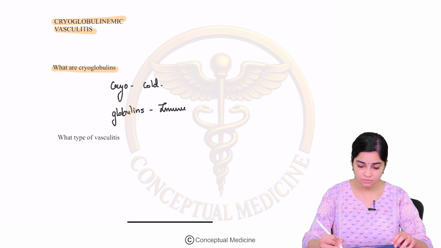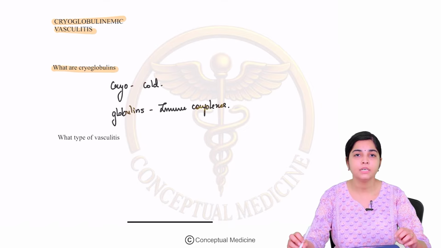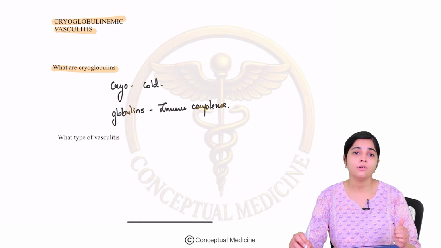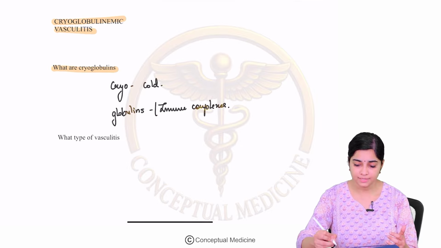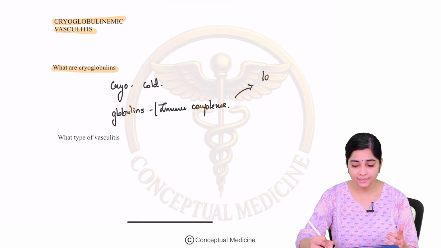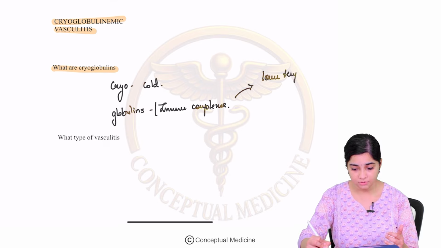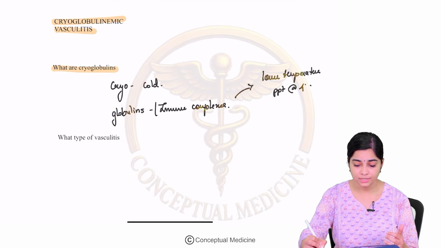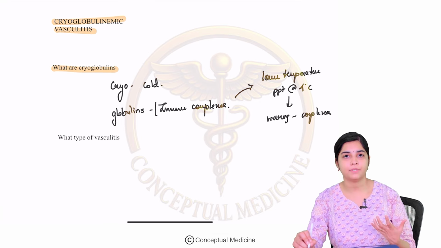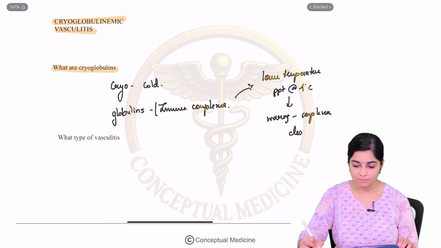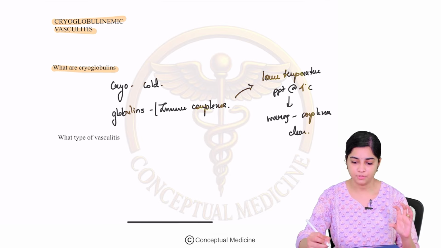Okay, so cryo means cold and globulins basically refers to the immune complexes. So cryoglobulinemic vasculitis is a type of vasculitis where the immune complexes are formed at lower temperatures. They precipitate at 4 degrees Celsius, whereas on rewarming the complexes are lost, right? So they do not precipitate. The precipitate clears in a cryo tube, right?